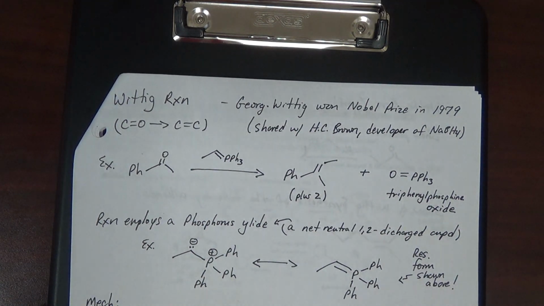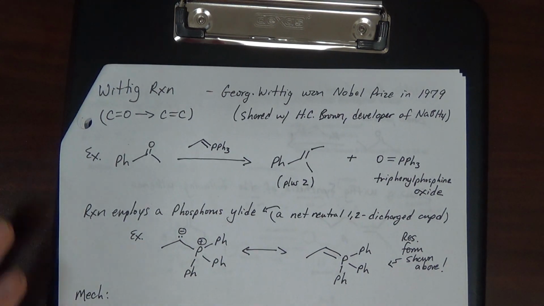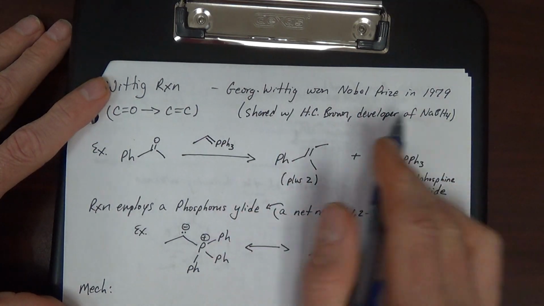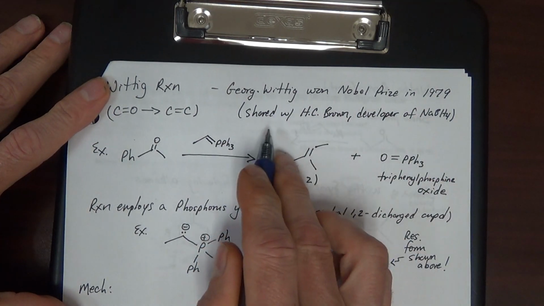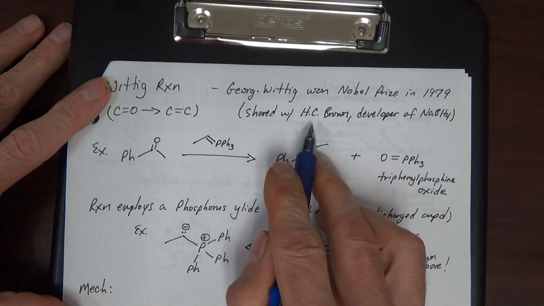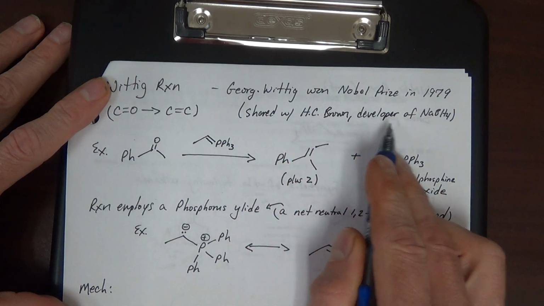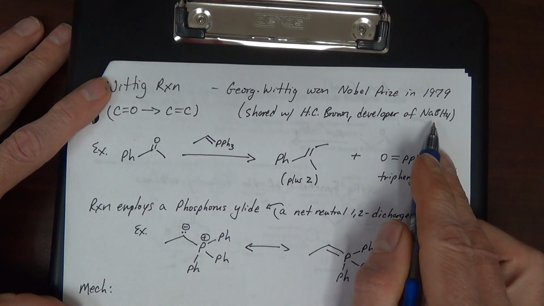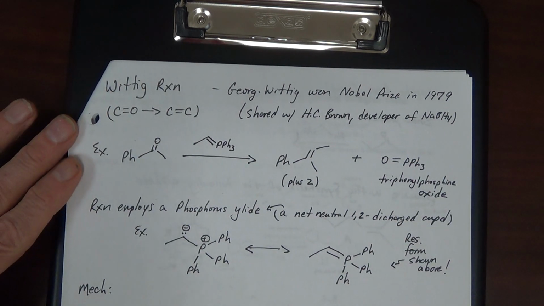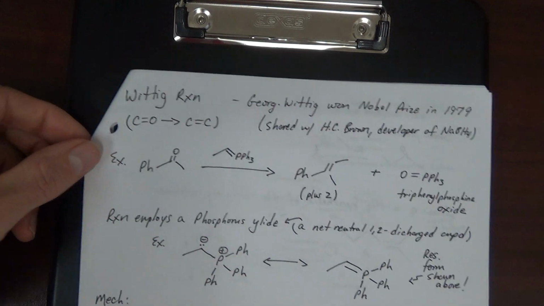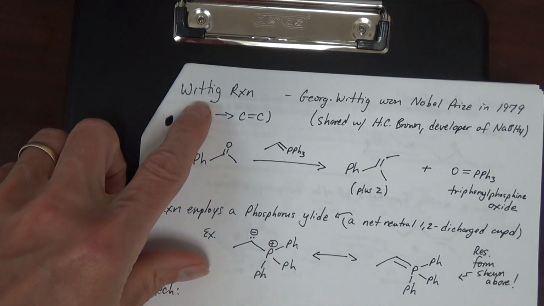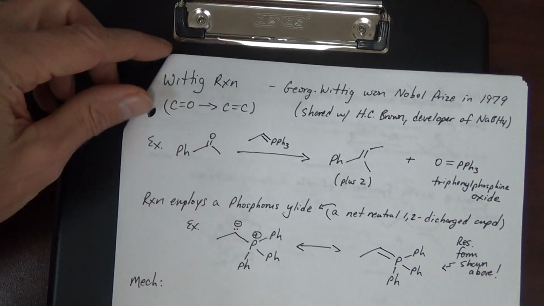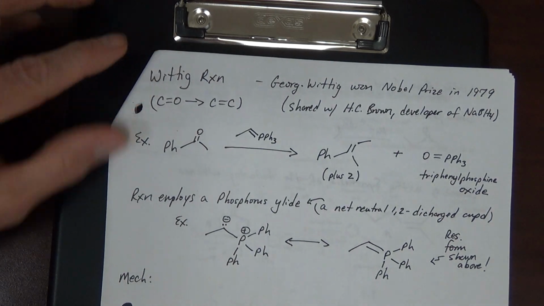He actually won the Nobel Prize in 1979. And he actually shared the Nobel Prize that year with H.C. Brown, who was the developer of sodium borohydride. The Wittig reaction, as you might expect, being named after a chemist who developed it, is a very important reaction in organic chemistry.